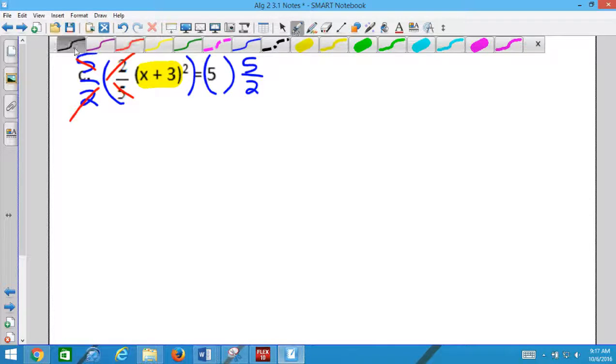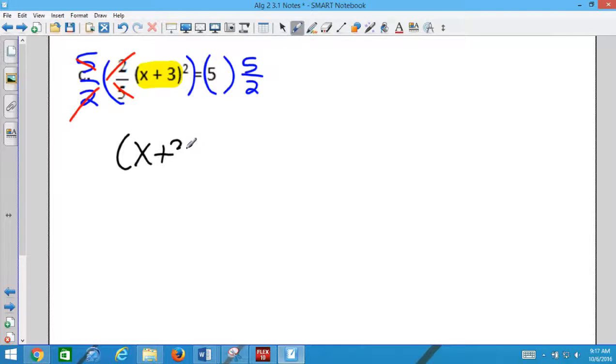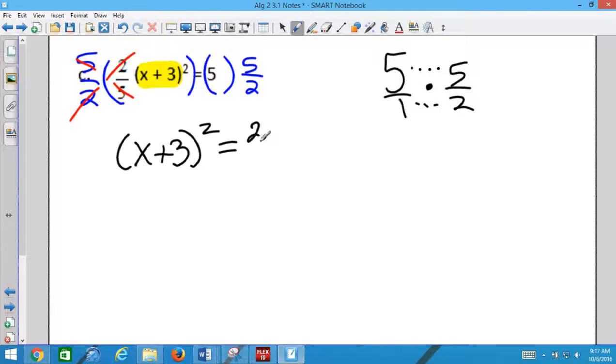So on the left-hand side, we have x plus 3 squared. On the right-hand side, I'm multiplying the number 5 by 5 over 2. 5 is the same thing as 5 over 1. So I multiply straight across, and I get 25 over 2. And I'm going to leave it as a fraction because of our next step.